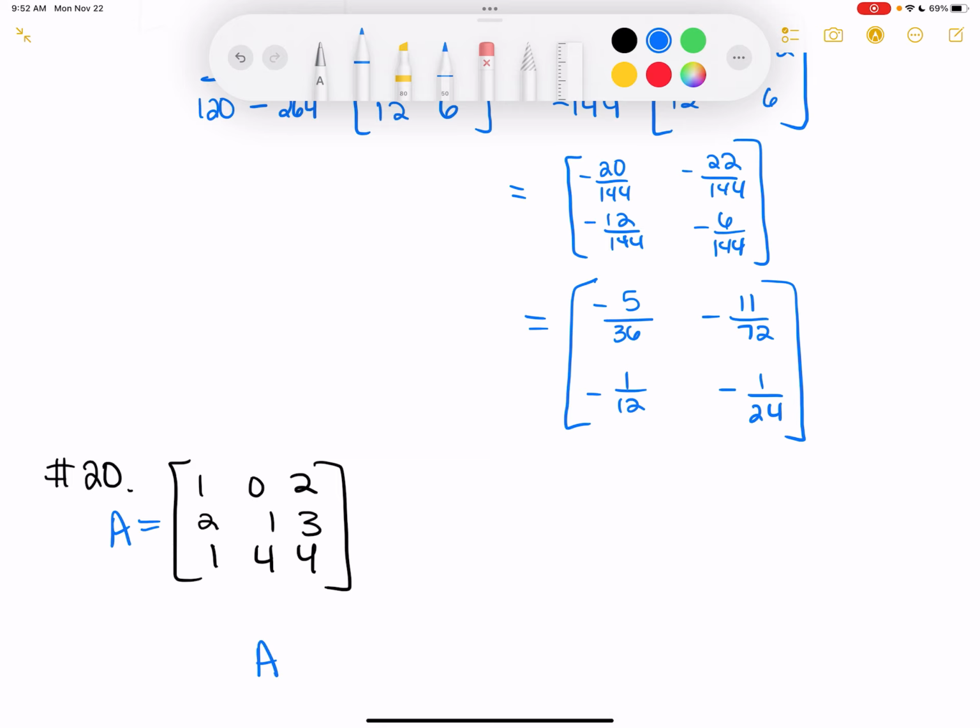And then the correct way to write it on your paper would be like this when you show what the inverse is.